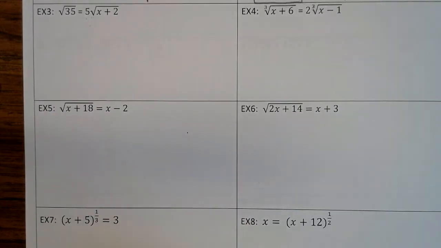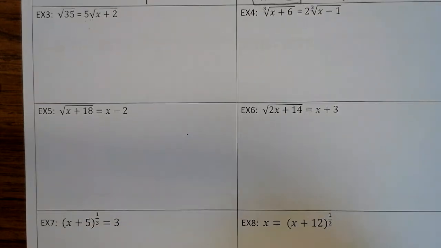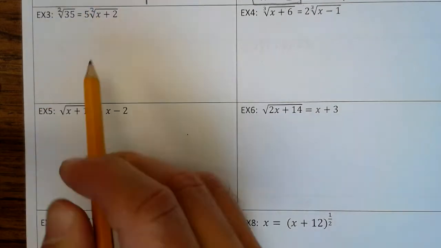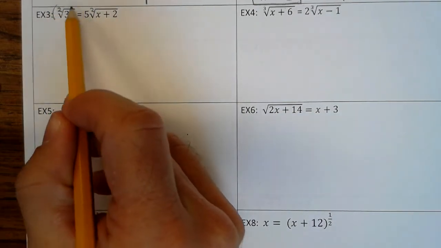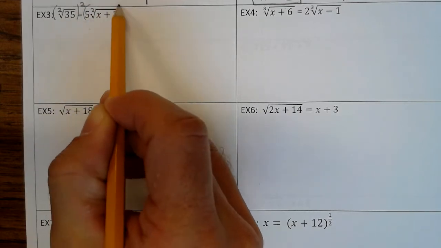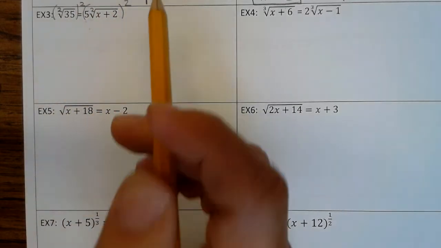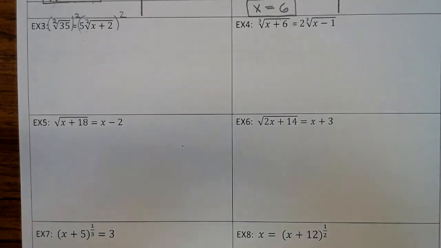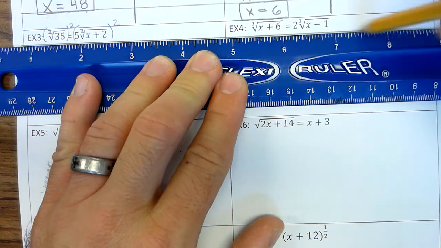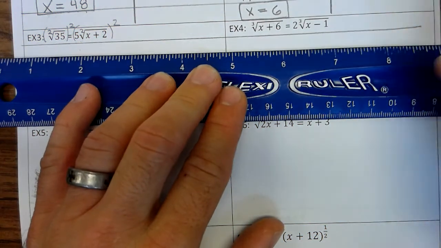So step 2, raise both sides of the equation to the power equal to the index of the radical. If there's no index written, we assume it's 2. So we're going to raise both sides to the power of 2. But before we move on, we're going to add some lines to help with our organization with our Wildcat Blue Flexi Ruler.